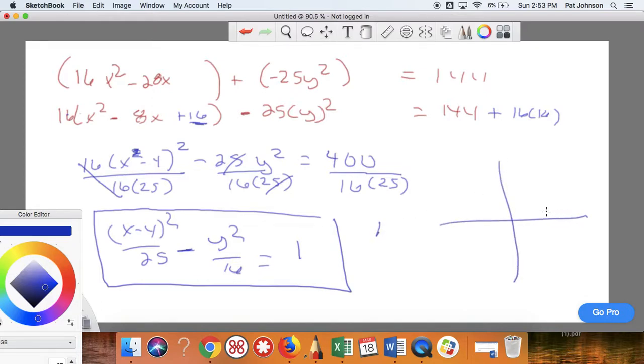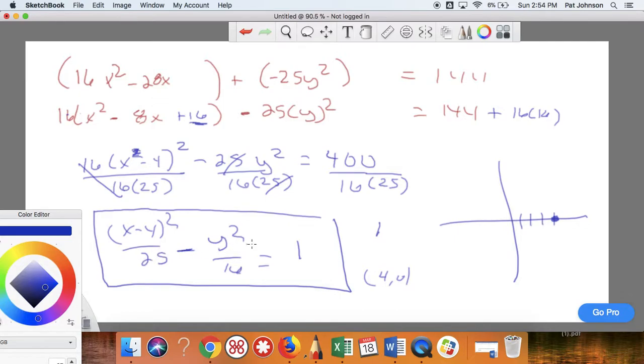How do I graph it? Well, what's my h, k? It's 4, 0. So 1, 2, 3, 4. That's my center, okay? Because x is the minuend, and not the subtrahend.